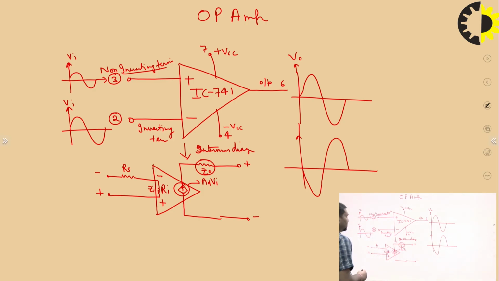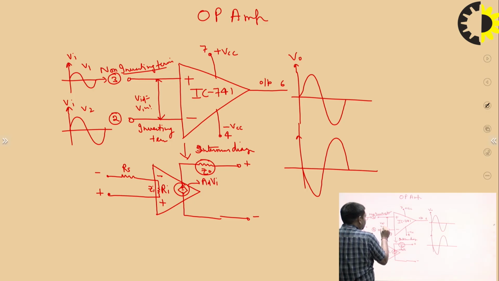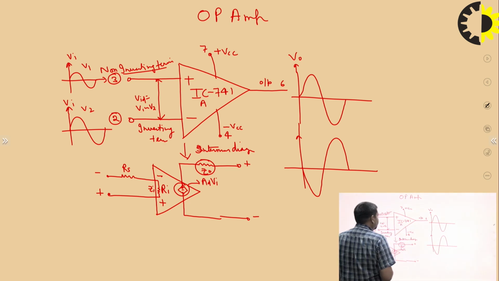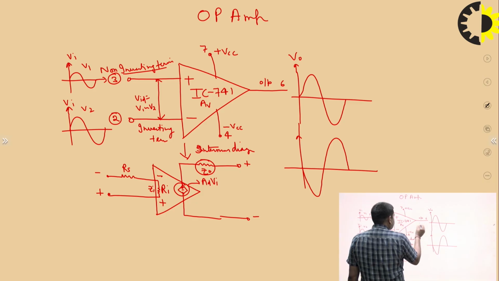So what is the meaning of operational amplifier? If we apply both inputs, at the inverting and non-inverting terminals, it amplifies the difference signal. If this is the V1 signal and this is the V2 signal, the difference signal is V1 minus V2. If the amplification factor of this IC 741 is AV, what is the output?